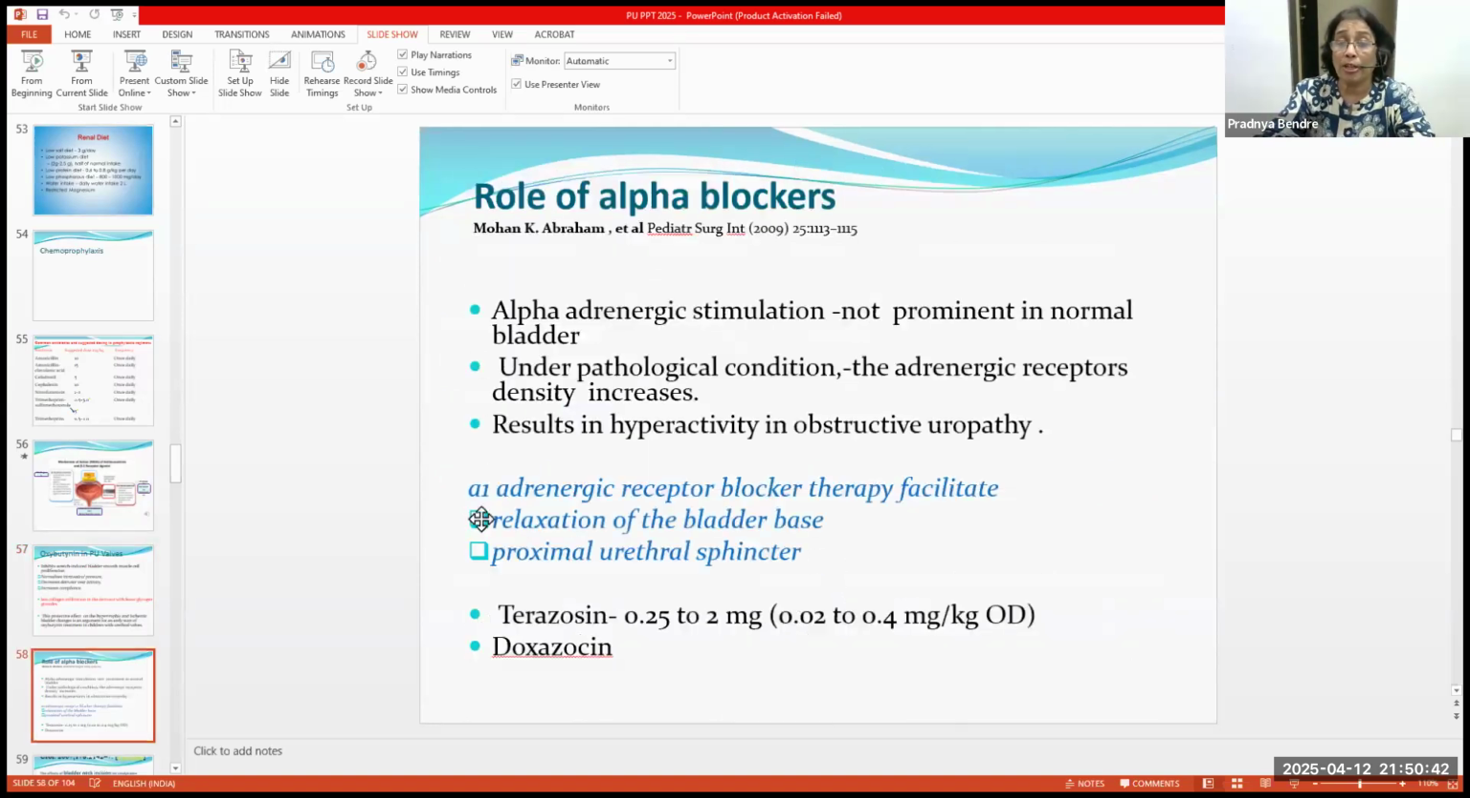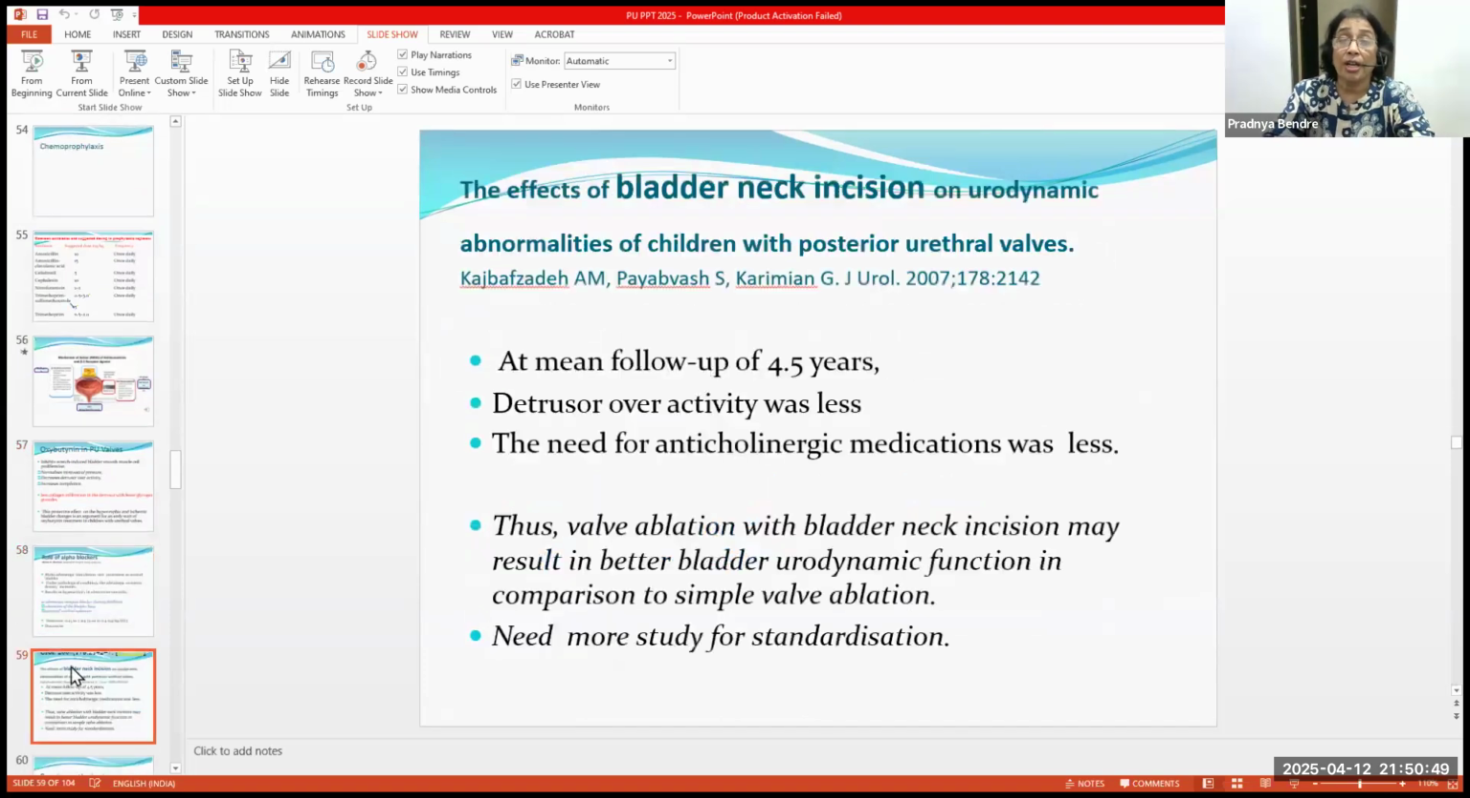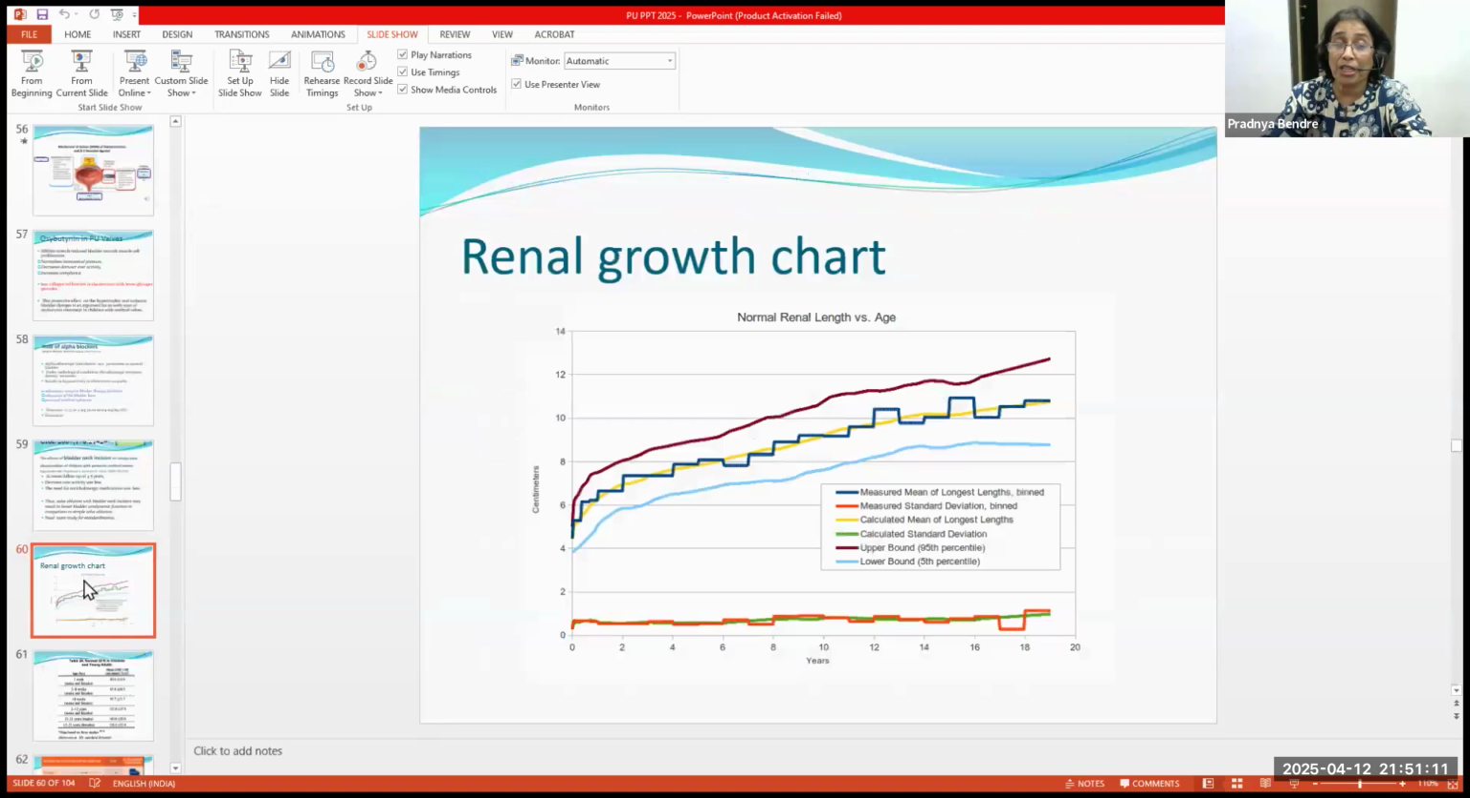A role of alpha blocker, again, is relaxation of the bladder base, and proximal urethral sphincter resistance is reduced. Bladder neck incision, few people strongly advocate that, but you need to be very careful. Bladder neck incision can cause urinary incontinence. It can destroy the sphincter. So one has to be very careful about bladder neck incision. So far, I have no experience of bladder neck incision, but that is a theoretical thing.